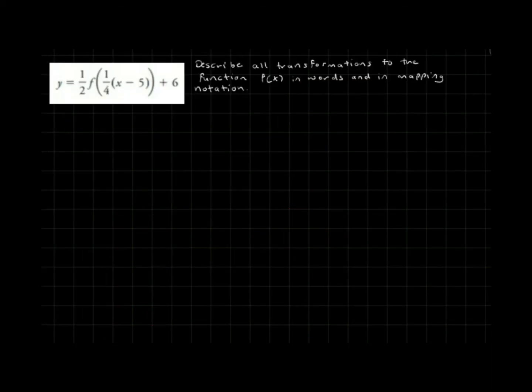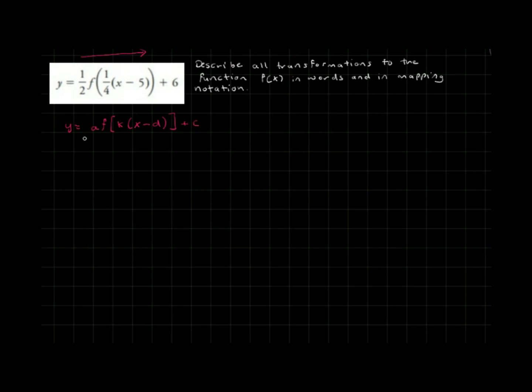Let's describe all transformations to the function f of x in words and in mapping notation. When writing all the transformations in words, we always do our vertical and horizontal modifications, which include stretches, shrinks, and reflections, and then our translations, horizontal and vertical. I like to think about it from left to right. You always want to think about the template as y equals a f of k x minus d plus c.